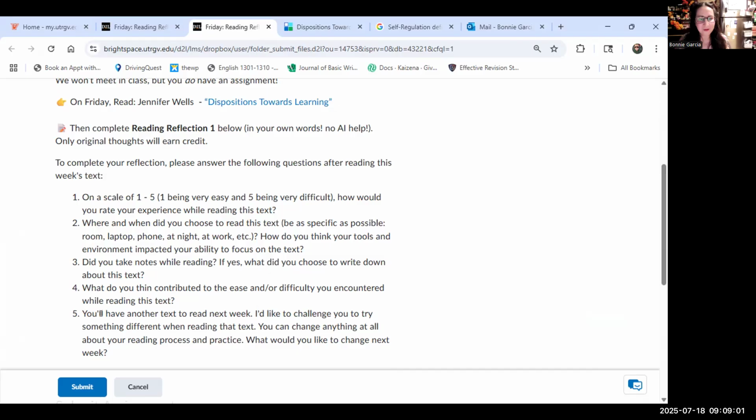And then of course you'll have another text to read next week, and I want to challenge you to try to think differently when you read that text. So if you could change anything at all about your reading process, that is how you read, what would you change so that you can be more successful with next week's reading?